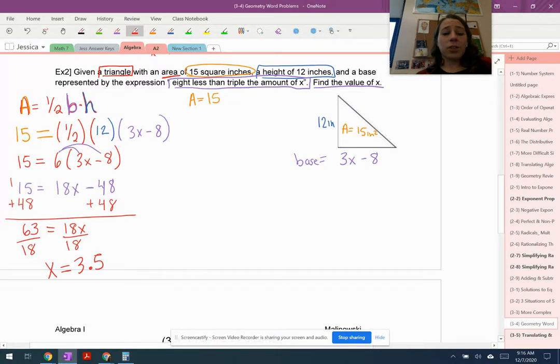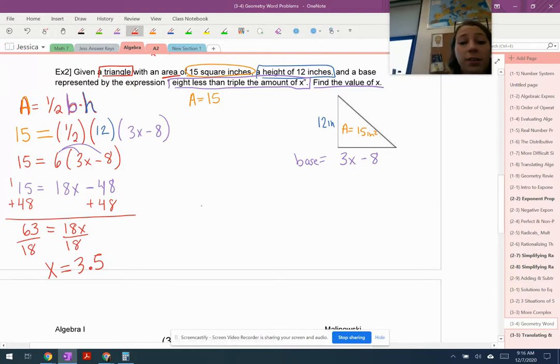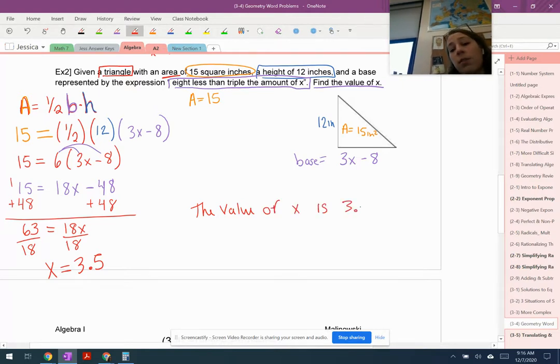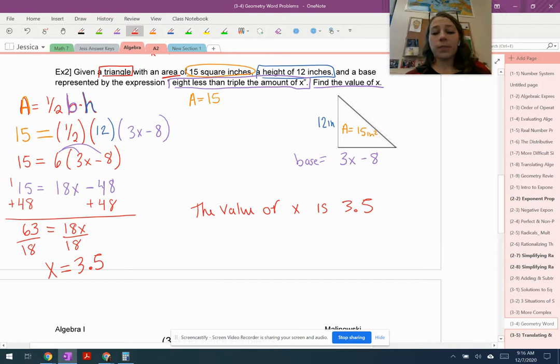Okay, and now again, just going back and double checking that we did answer the question. This was asking me to find the value of x, and I did find the value of x. The value of x is 3.5. All right, make sure you use your calculator and look formulas up.